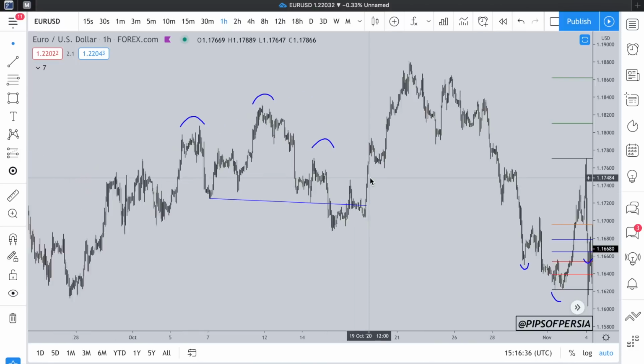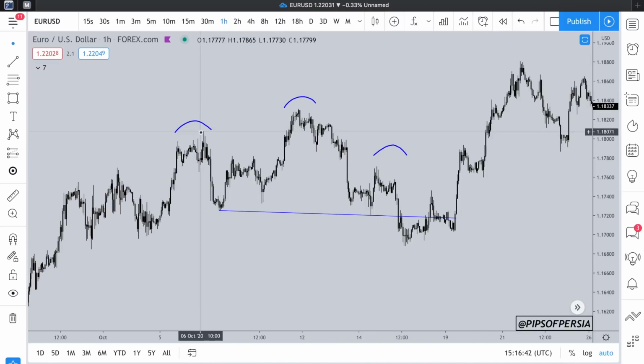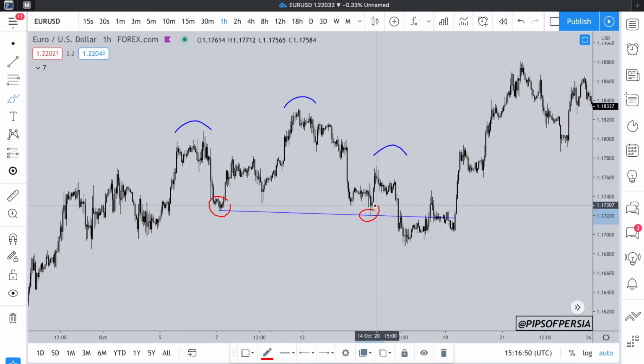Moving on, this is another example of a head and shoulder. You have the left shoulder, head, right shoulder. This is your neckline, the lowest point between the left shoulder and the head, connected with the lowest point between the head and the right shoulder.